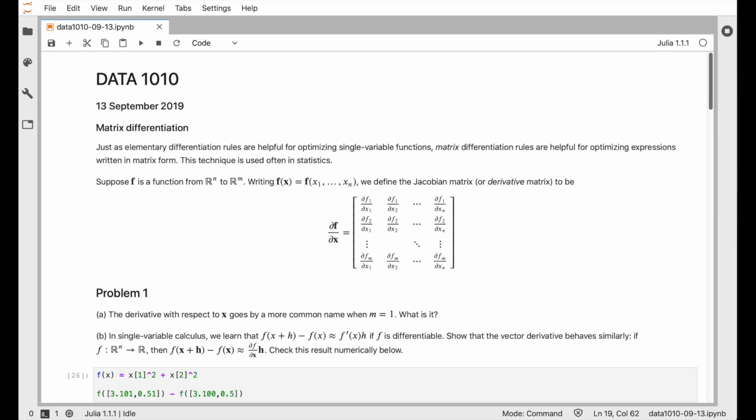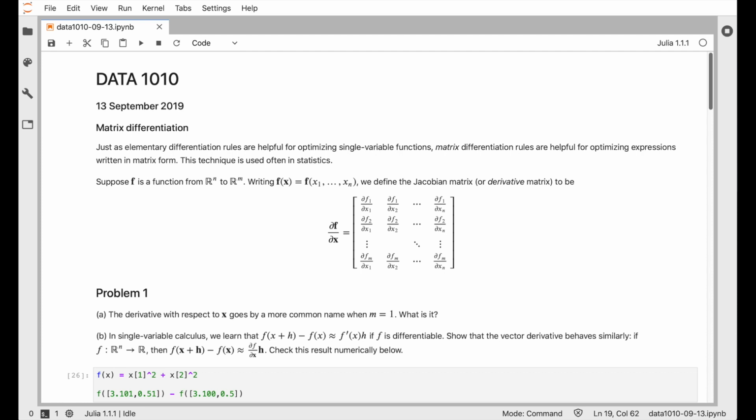Welcome. The topic for today is matrix differentiation. The basic idea of matrix differentiation is that we want to have rules that allow us to manipulate expressions defined in vector or matrix terms in the same way that in single variable calculus you learn rules to differentiate single variable functions, and those allow you to solve optimization problems, for example, by differentiating and solving for the derivative being equal to 0. So we're going to start out by talking about what the derivative of a multivariable function is.